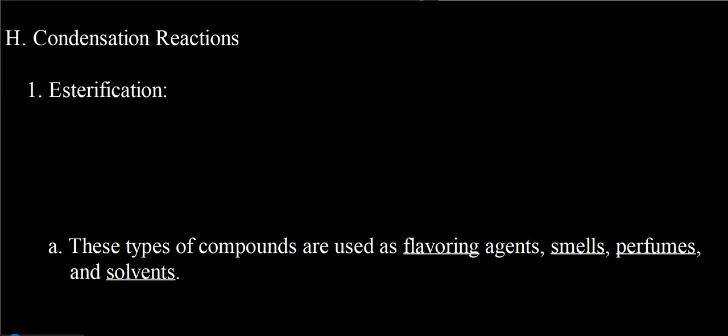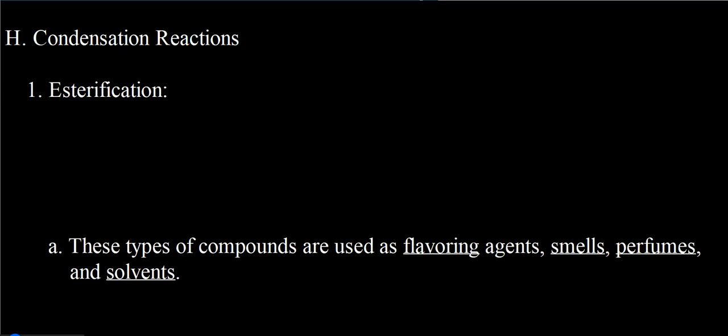All right, let's take a look at our next reaction type, which is a condensation reaction. There's a couple condensation reactions we're going to look at. One, as you can see here, is esterification, the formation of an ester. What a condensation reaction involves is the combining of two larger molecules with the removal of a water molecule.